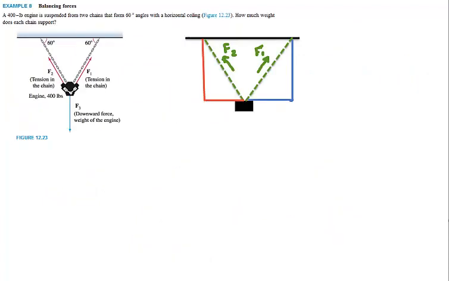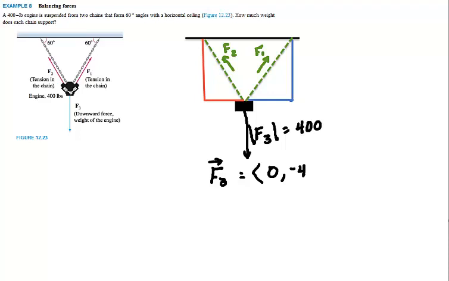In this one, we're looking at something being suspended by a chain. We're going to assume that force 1 equals force 2, and we know that the magnitude of force 3 is 400 pounds. If I were to describe force 3 in terms of vectors, it doesn't really have an x component, it's just pulling straight down. So written in standard notation with its tail at the origin, this is what that one would look like.